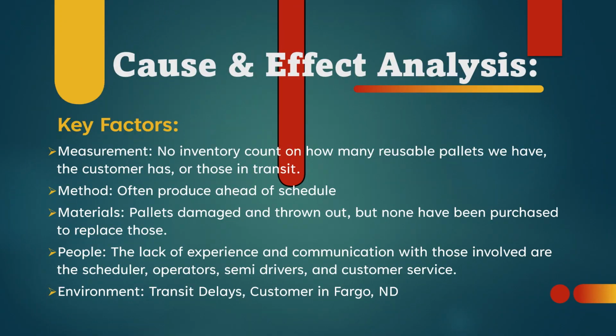I performed a cause and effect analysis on my workplace problem. One major tool I used was the fishbone diagram. The head of the fish was my problem, running out of returnable pallets. The spine branches out to the vertebrae, which are the key major factors. After performing the analysis, the main causes are lack of inventory count, communication, and overscheduling these wheels.